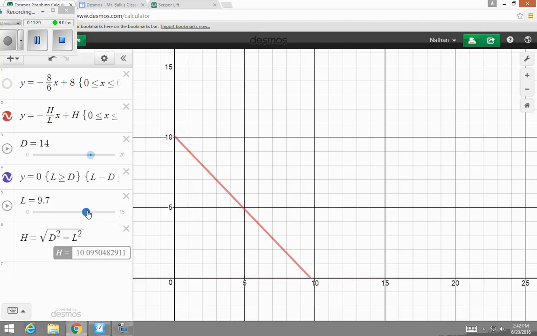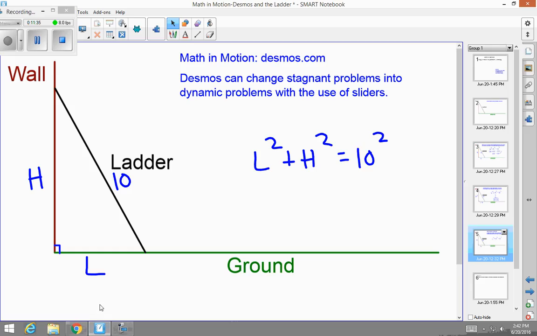So I've now not only made the L and the H dynamic, I've also made the length of the ladder, and I called it D, dynamic. Everything's dynamic, so your story can change based off the length of the ladder that you want. That's the idea of Desmos. The idea of Desmos is to animate our stories.